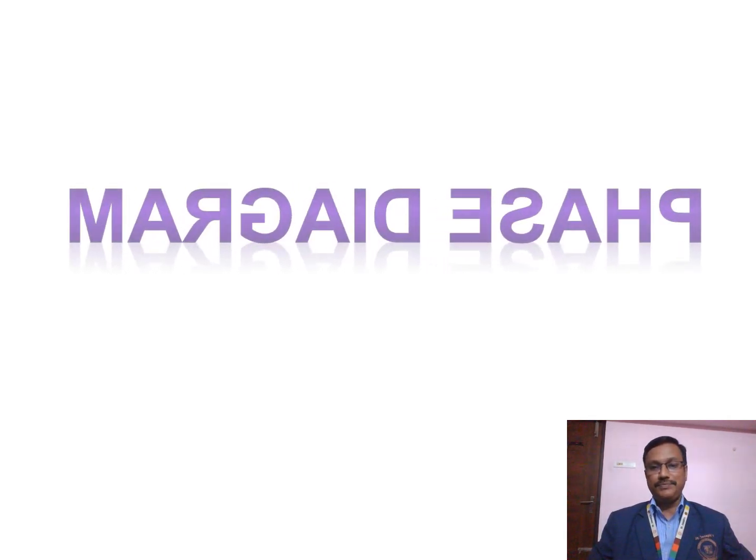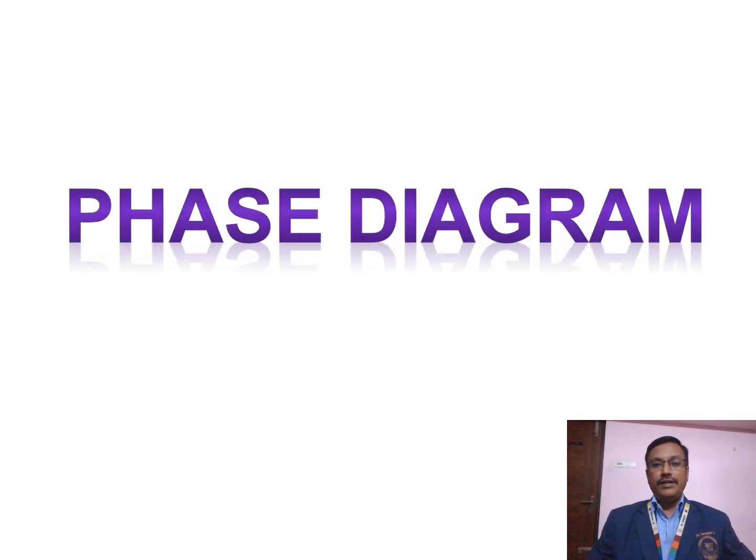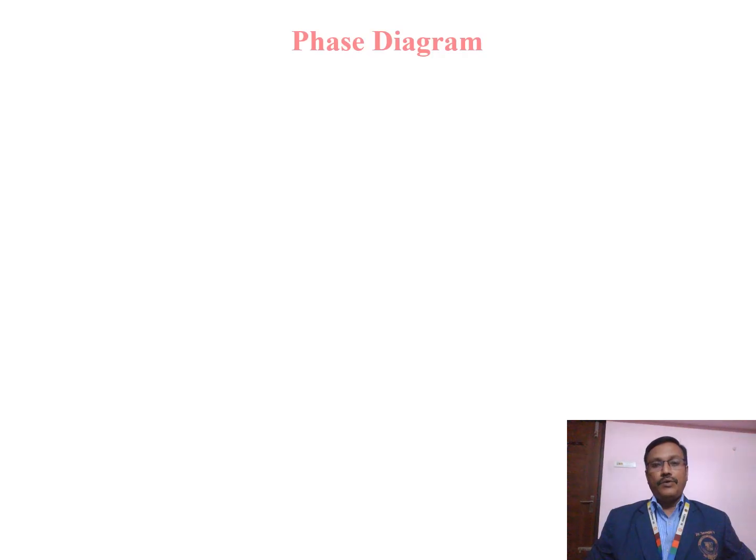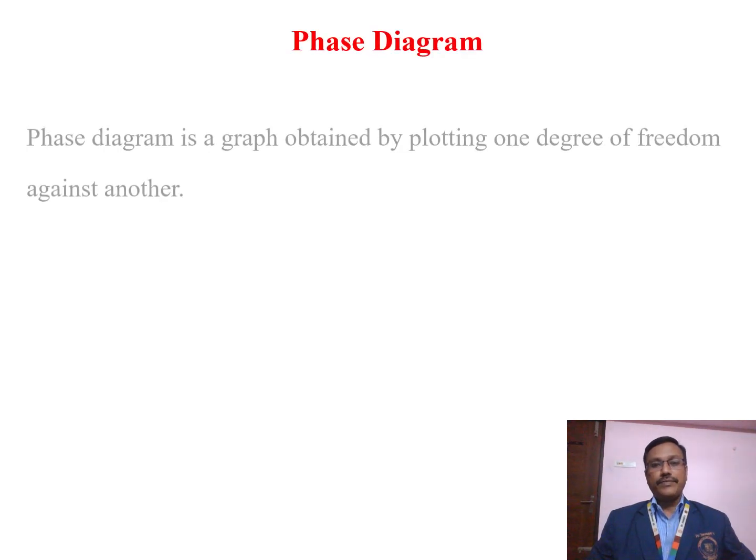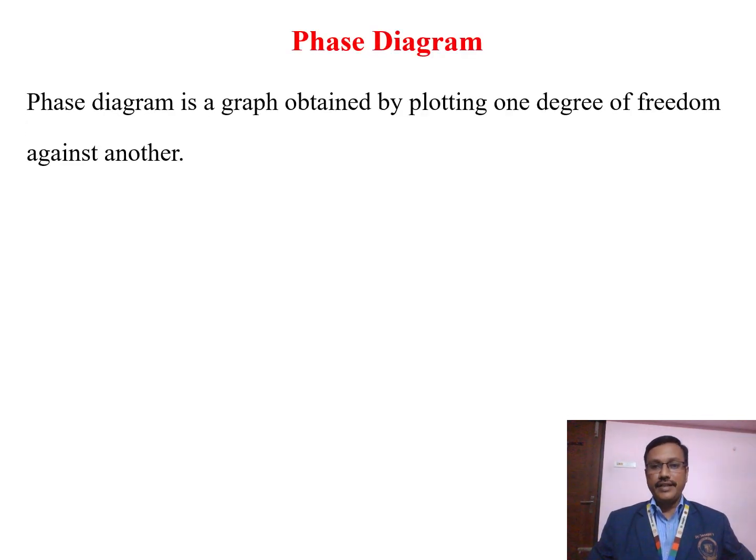Hello everyone. Today we are going to discuss the concepts of phase diagram for one component water system. What is a phase diagram? A phase diagram is a graph obtained by plotting one degree of freedom against another.